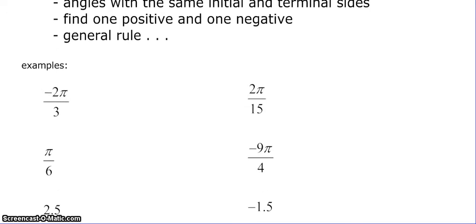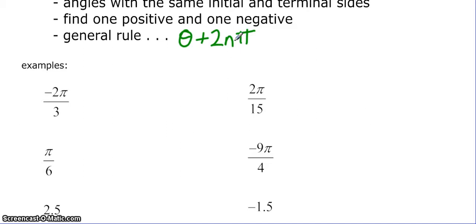Our general rule for radians is, if we have the same initial and terminal side, that just means that we went around the circle one more time in either the positive or negative direction. So our general rule is theta plus 2n pi, where n represents any integer, positive or negative. And that's just telling us to continue to go around the circle.